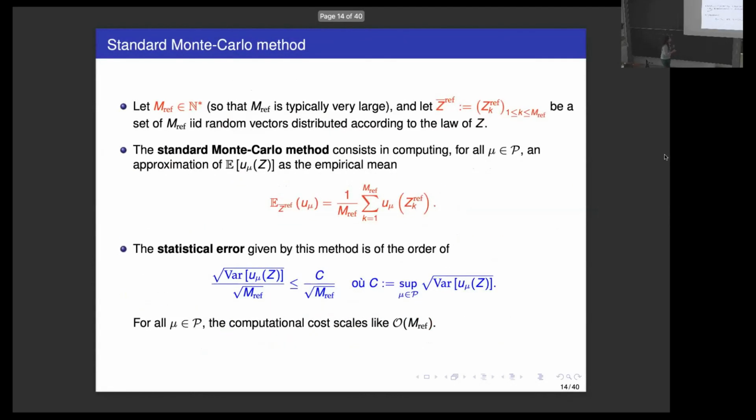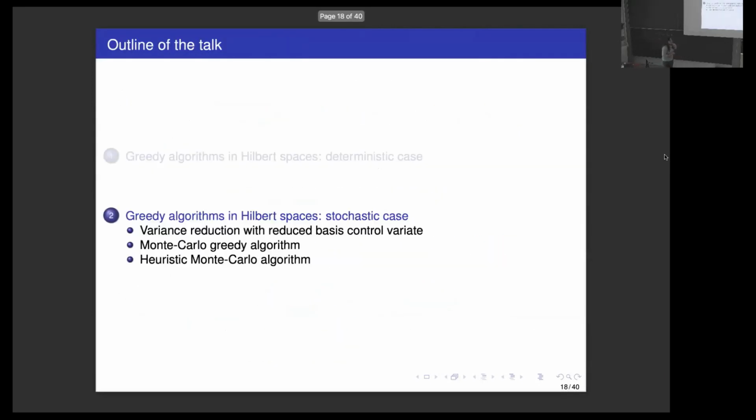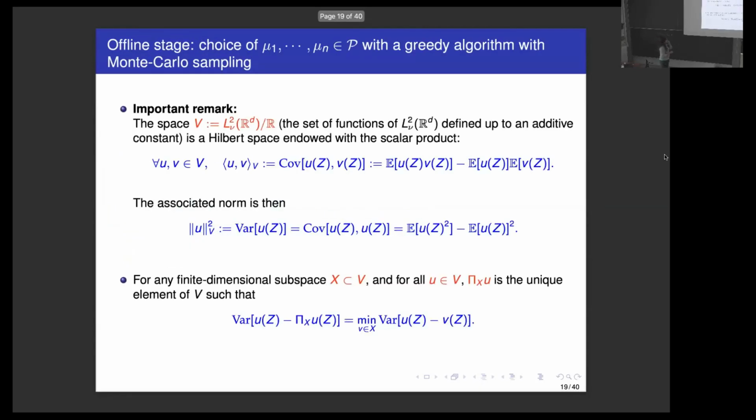And the whole question is now how to select mu1, ..., mu_n, and as you expect, that will be selected with the help of some kind of greedy algorithm. Okay. So I need to introduce a few more notations here. So here V, in reference with the deterministic context I was telling you in the beginning, will be the set of functions of L2 nu of RD defined up to an additive constant. Okay. And so this is why you've got this quotient notation here.